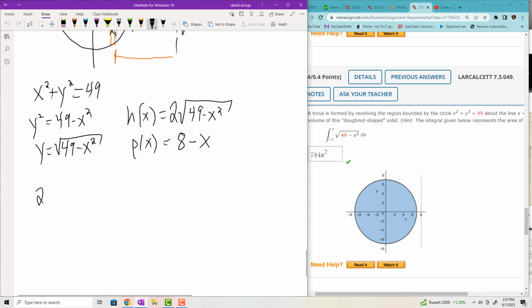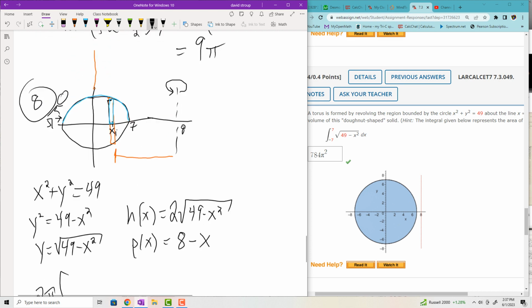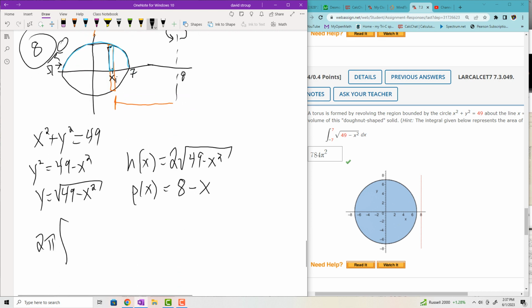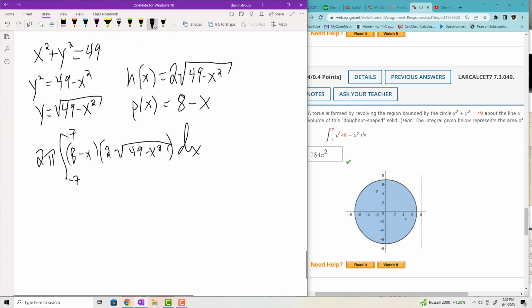And so let's go to our shell formula, 2 pi integral from, and you can't cut this one because the volume on the outer portion of the bagel or the donut is going to be more than the inner portion. So you can't say by symmetry, I'm just going to integrate from 0 to 7. That's not going to work, folks. You're going to have to go from -7 to 7. And then let's put the radius function first: 8 minus x times 2 square root of 49 minus x squared, dx, right here.